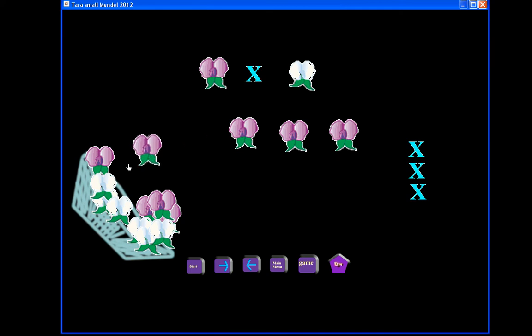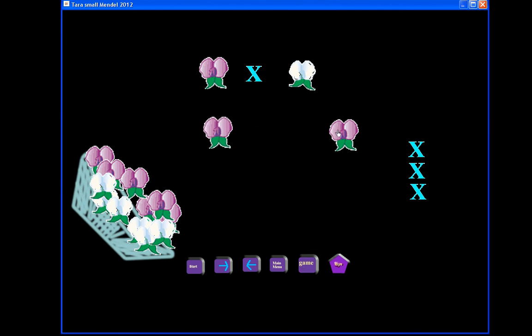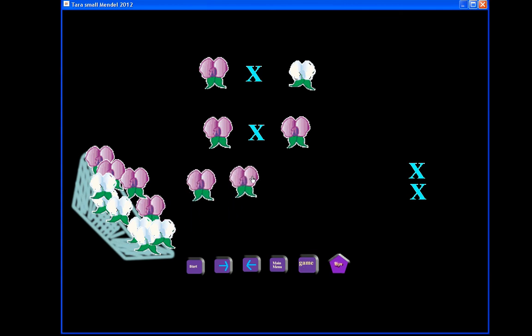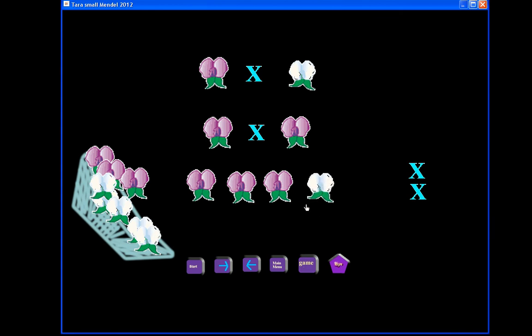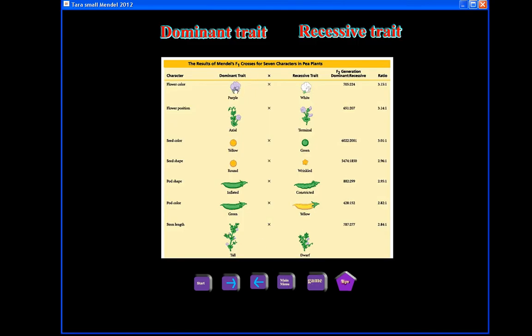Now, when he took these two plants and crossed this generation's plants and saw the next generation, what was the flower color? He saw 75% of the time it was purple and 25% of the time white, which gave a ratio of 3:1.